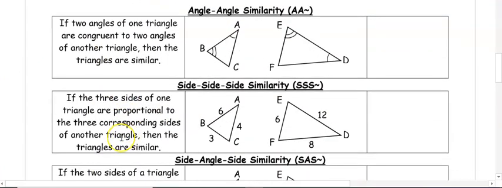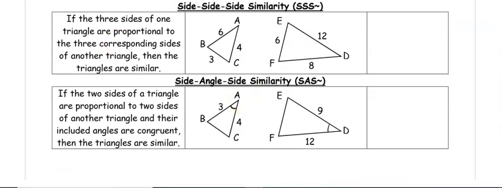Now, focusing on triangle similarity. There are three methods of triangle similarity. So the first method is angle-angle similarity. If two angles of a triangle are congruent to two angles of another triangle, then the triangles are similar. So we see A is congruent to D and B is congruent to F. We know that triangle ABC is similar to triangle DEF by angle-angle similarity.